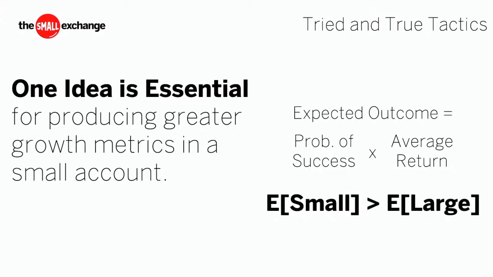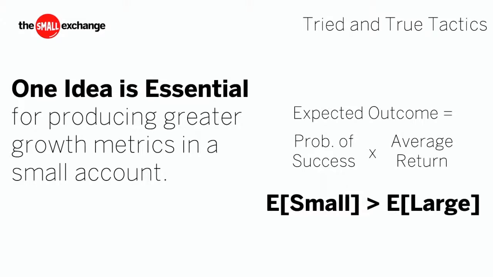What do I need to do from a small perspective to get to that growth amount and to get at least somewhere near the nominal growth that a large account is seeing from their passive perspective? What I need to do is produce greater growth metrics via a larger expected outcome. Expected outcomes are simply where your probability of success meets your average return. So any strategy, whether it's buying Apple versus buying Microsoft, selling puts versus buying calls, it can be as simple or as advanced a strategy as you make it.